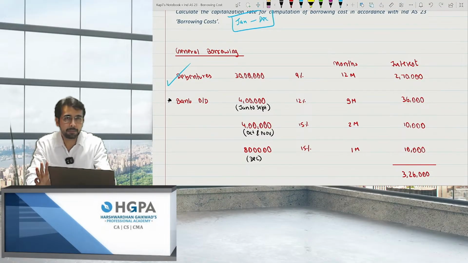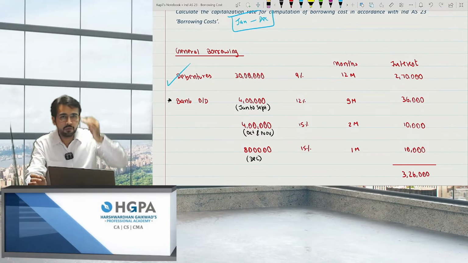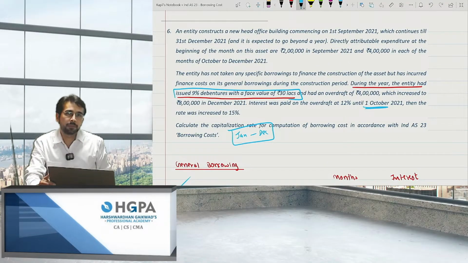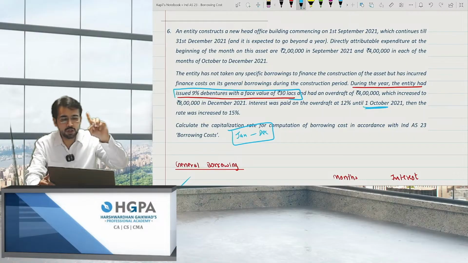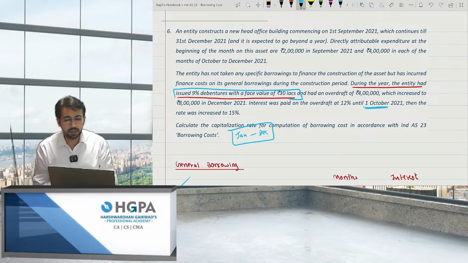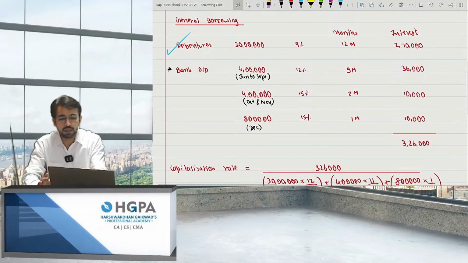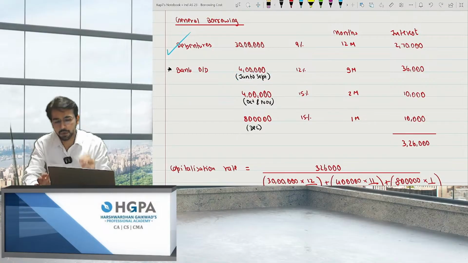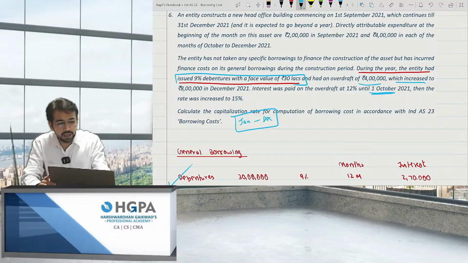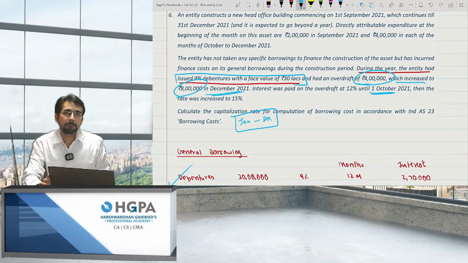12 months. Bank overdraft. From Jan to September, they have clearly told the interest was increased from 1st October. So if the interest is increased from 1st October, till 30 September it was 12% only. And till 30 September, it was 4 lakh only at the rate of 12%. But what have they given? They have given the amount increased from 4 lakh to 8 lakh in December. In December, you increase the amount to 8 lakh.